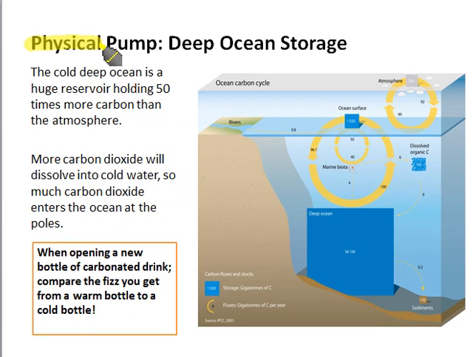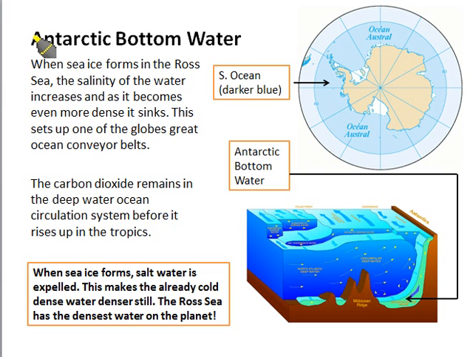Let's begin by looking at the physical pump. And here we're going to see how the deep ocean stores carbon dioxide. We know that the polar seas are incredibly cold, and this is where most carbon dioxide is going to diffuse and dissolve into the water. Of course, the oceans are huge. They have a huge volume, and the hydrosphere can hold 50 times more carbon than the atmosphere. So here we're going to have a look at the formation of Antarctic bottom water.